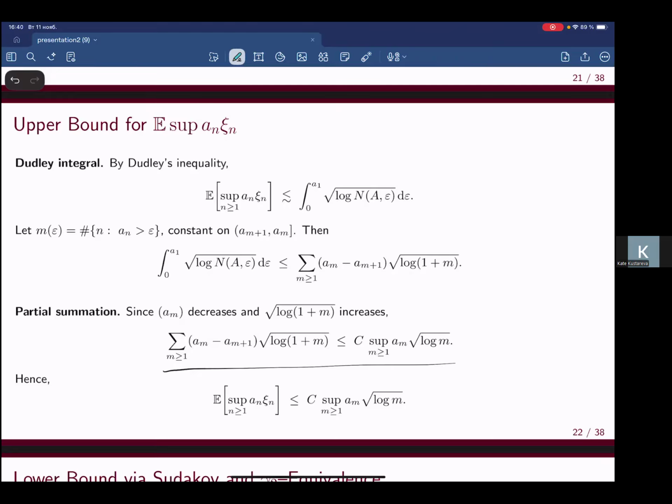Therefore, we can conclude that the expectation of the supremum of a_n xi_n is less than or equal to a constant multiplied by the supremum of a_m multiplied by the square root of the logarithm of m. And this gives us the desired upper bound.